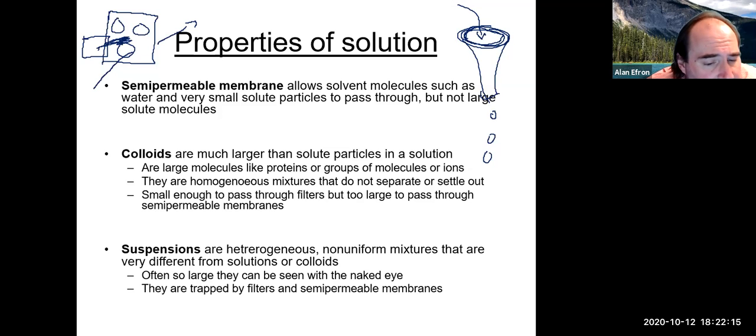Suspensions, on the other hand, are heterogeneous mixtures. Heterogeneous, if you remember, basically means you see different layers, and they're very different from solutions or colloids. They are large enough that you could see them with your naked eye, and they do get trapped on both filters and membranes. So they're too big to go through either of those things.